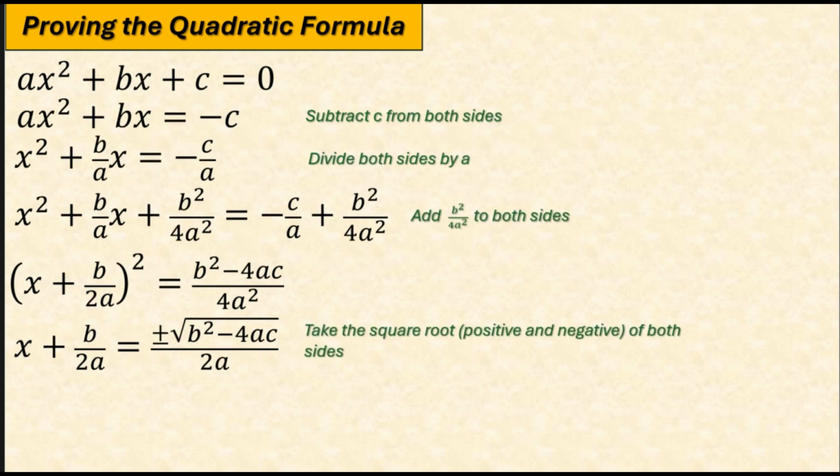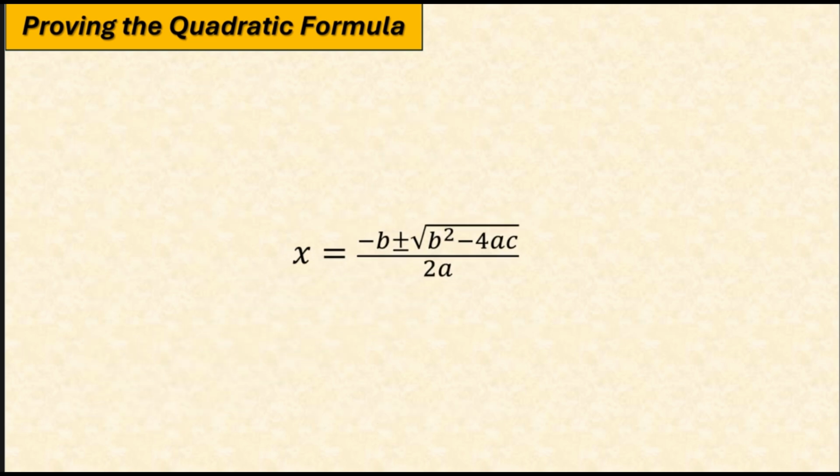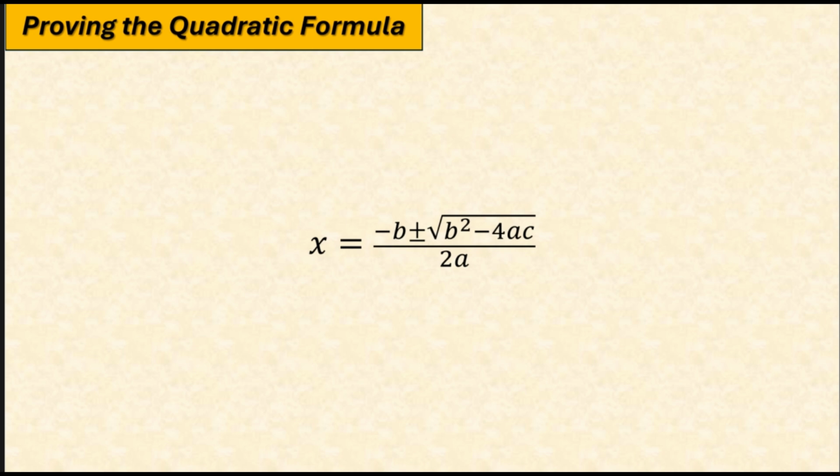Now I'll minimize everything for our last step. We're going to subtract b over 2a from both sides, thus isolating x. We can notice that both fractions have the same denominator, so we can combine them. Now, instead of subtracting b, we can rewrite it as adding negative b to the front of the formula. And here we go. We have now proved the quadratic formula. x is equal to negative b plus or minus the square root of b squared minus 4ac, all over 2a.